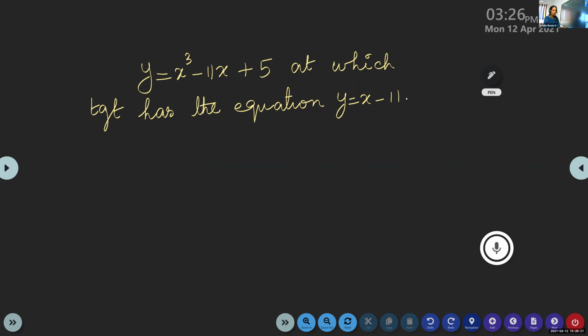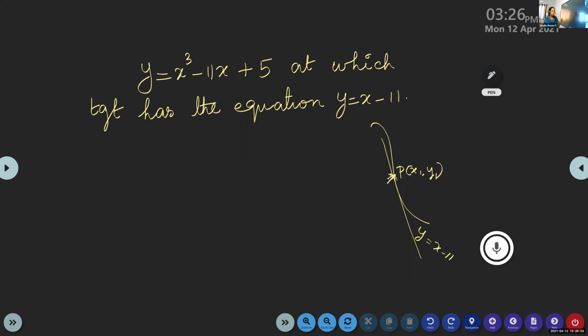Okay, it's an important question. Mark it. Look here. What is asked? Find the point on the curve. We don't know the point. Let's take this point to be x1, y1. We want to find a point on the curve at which the equation of the tangent is given. What is the equation of the tangent? y equals x minus 11. We want to find this point.